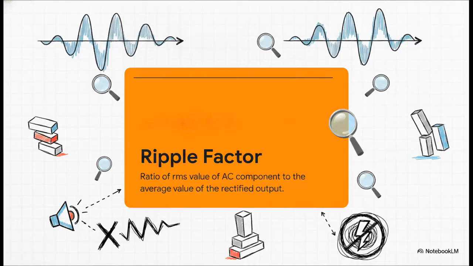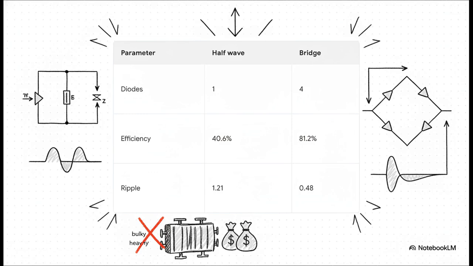But okay, this one-way street isn't exactly smooth yet. The electricity is pulsing, dropping all the way to 0 between every single wave. This undesirable fluctuating leftover AC component is called the ripple. The ripple factor is just a mathematical measurement of this leftover mess. And let me tell you, it is the absolute enemy of stable electronics. If you fed this pulsing power directly into an audio amplifier, for example, you would just hear a massive, awful humming sound.